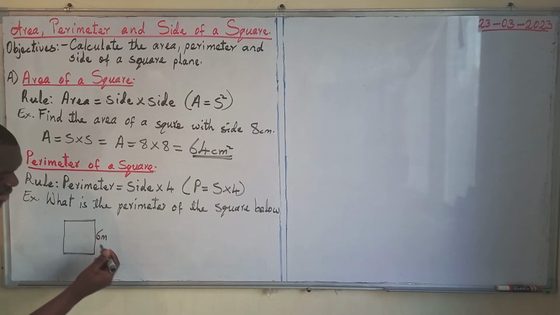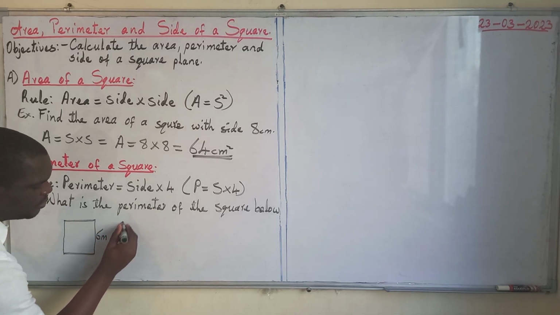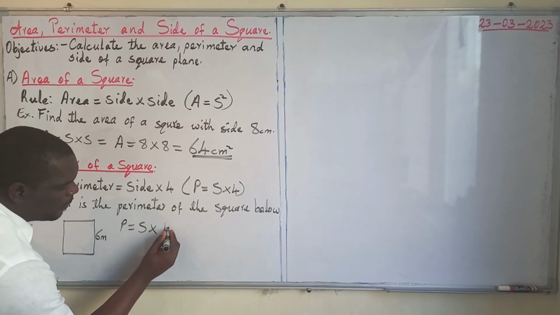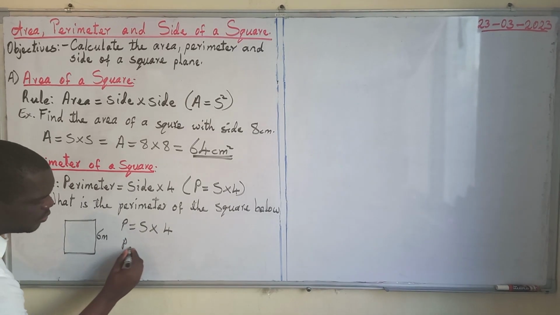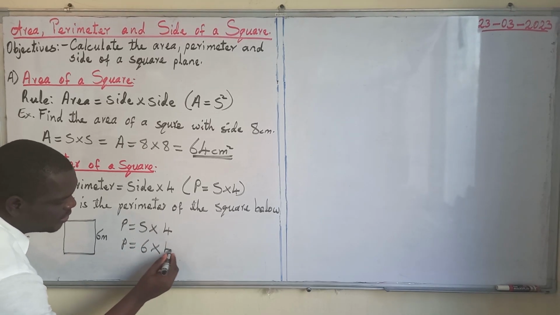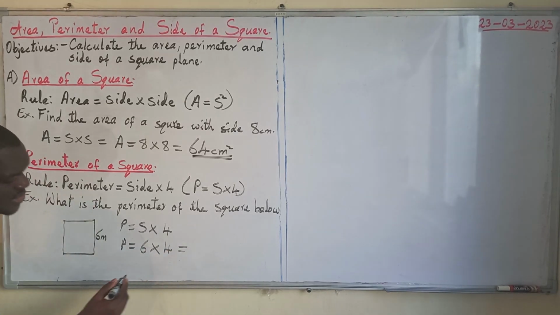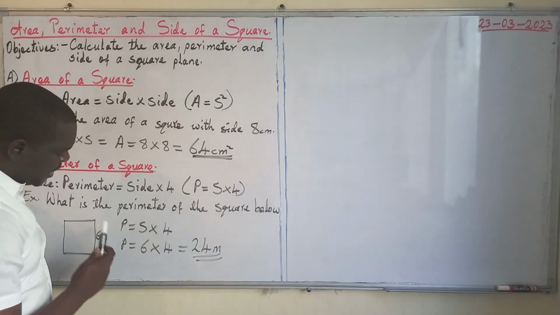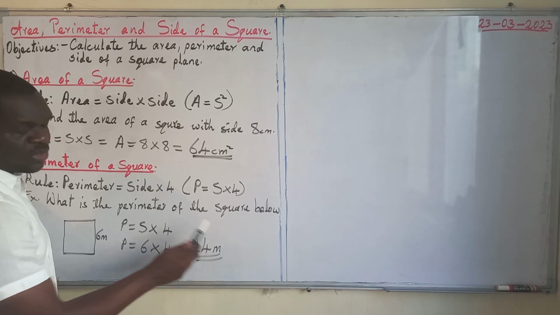If we know the side, we can apply our rule. Perimeter P is equal to side times 4. Therefore, P will be equal to, the side here is 6 times 4, which will give us a total of 24 meters. With the perimeter, the units are not squared.